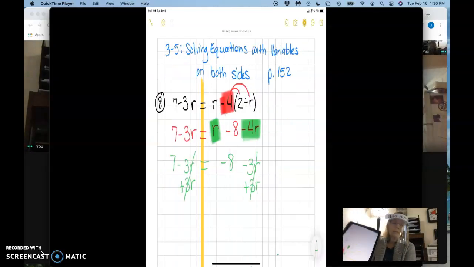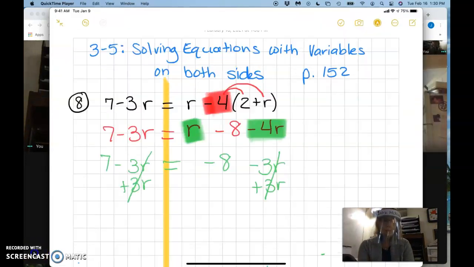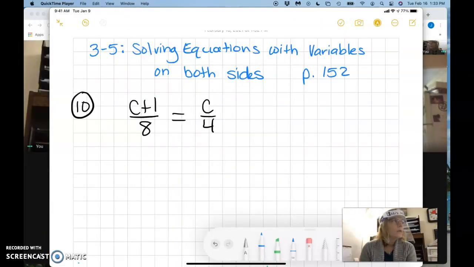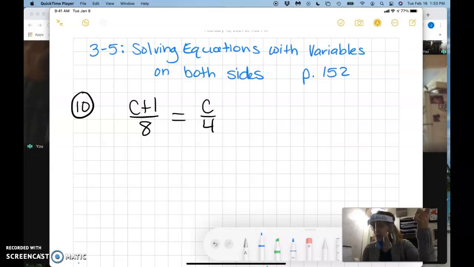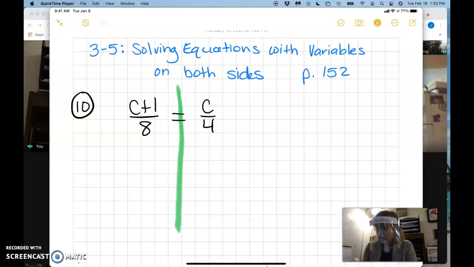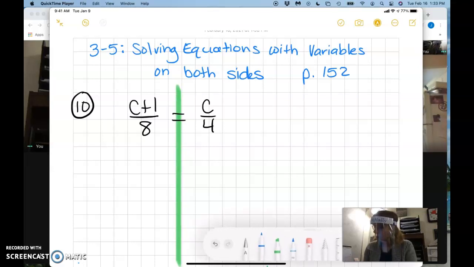All right, so in this problem, we have a unique situation that both sides of the equation have what? A variable, and what else? Division, or fraction. That's what I was looking for. So they both have a fraction. So remember when we were solving for proportions last year? It's two fractions that equal each other. So we are going to solve this like we solved proportions.